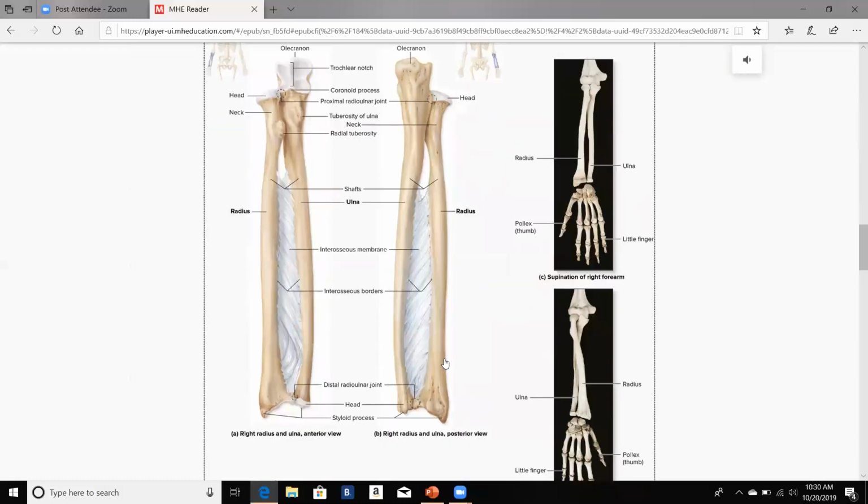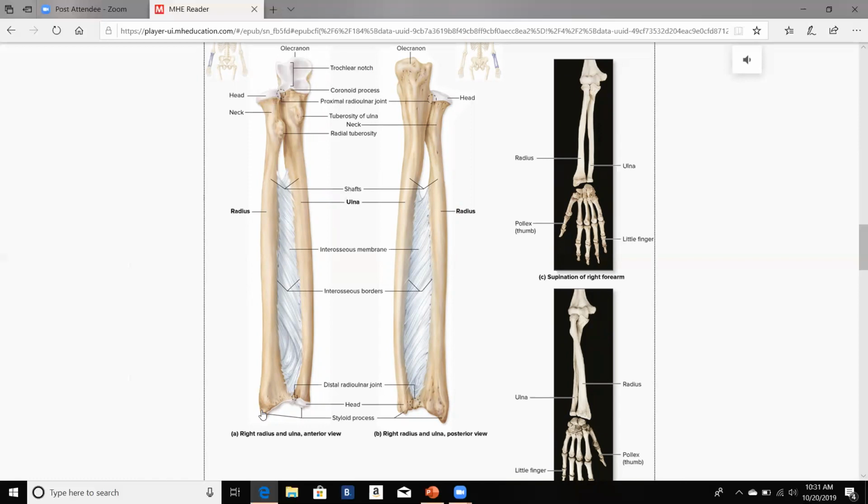Okay, the next two structures are your radius and your ulna. In anatomical position, your radius is lateral and your ulna is medial. The olecranon process is here. That's the hook that hooks into the olecranon fossa of the humerus. And then it's important to note that the head of the radius kind of looks like a hockey puck. It's more proximal.